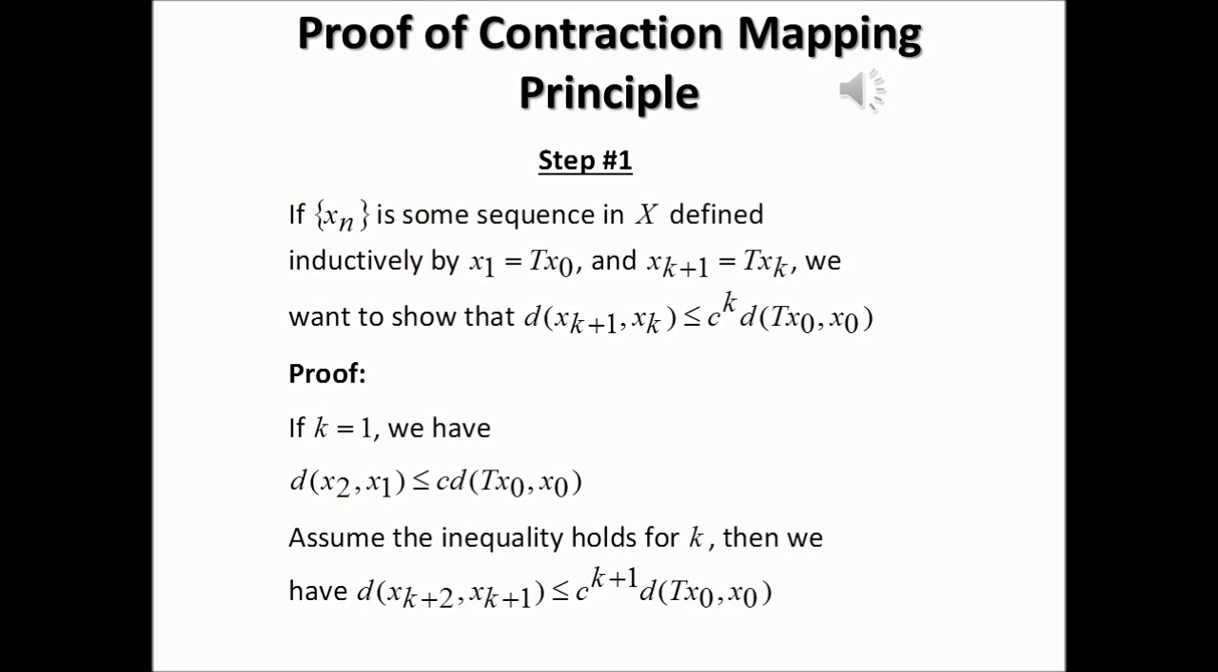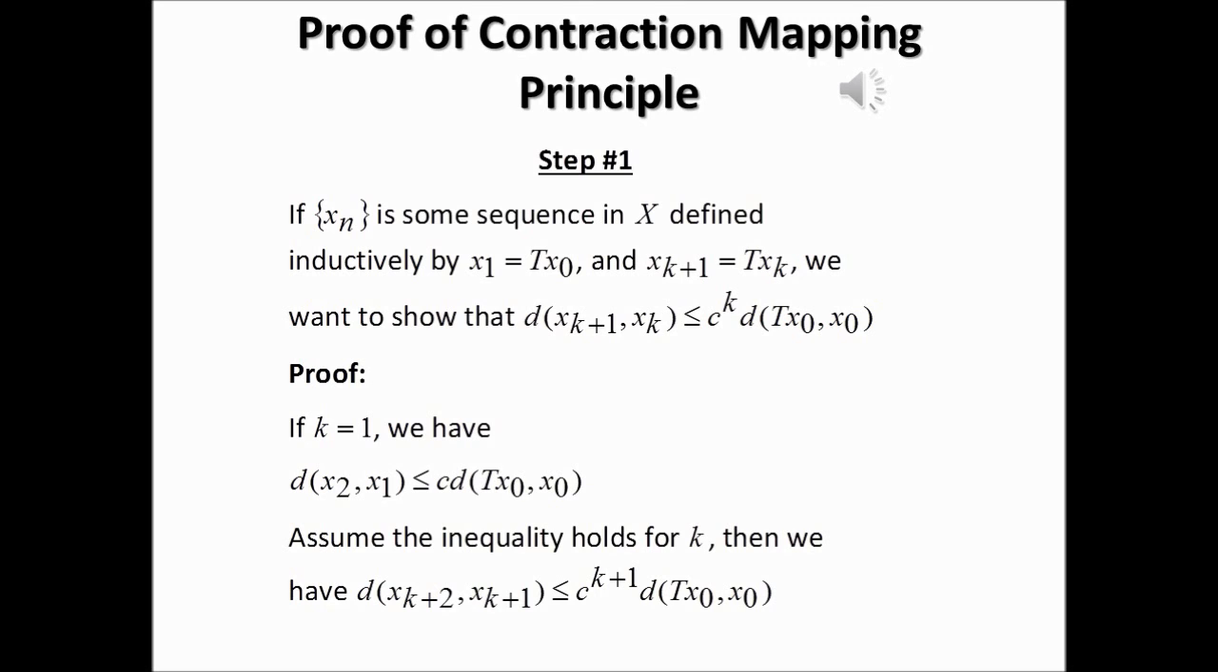We want to show that the ordinary distance between x_{k+1} and x_k is less than or equal to c to the power k times the ordinary distance between T of x_0 and x_0, for every possible integer k. To prove this, we're going to use the principle of mathematical induction.